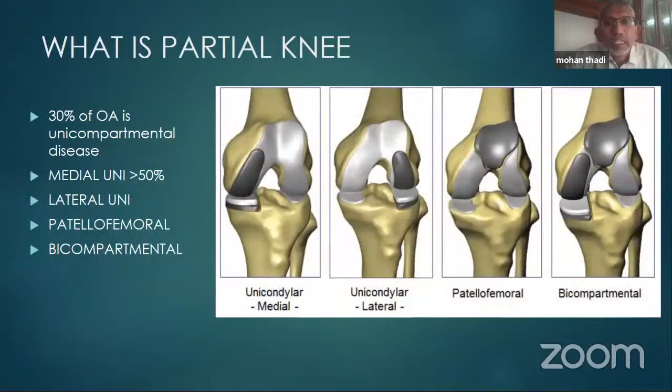So as Prof said, the partial knee makes up almost 30% of osteoarthritis, unicompartmental. That is where a partial knee comes in. You can have a medial uni for medial unicompartmental disease, which is more than 50% mostly. And then you have also lateral unicompartmental knee replacement, patellofemoral replacement, and bicompartmental, where you can combine patellofemoral with one of the lateral or medial unis. All this is something we have started doing.